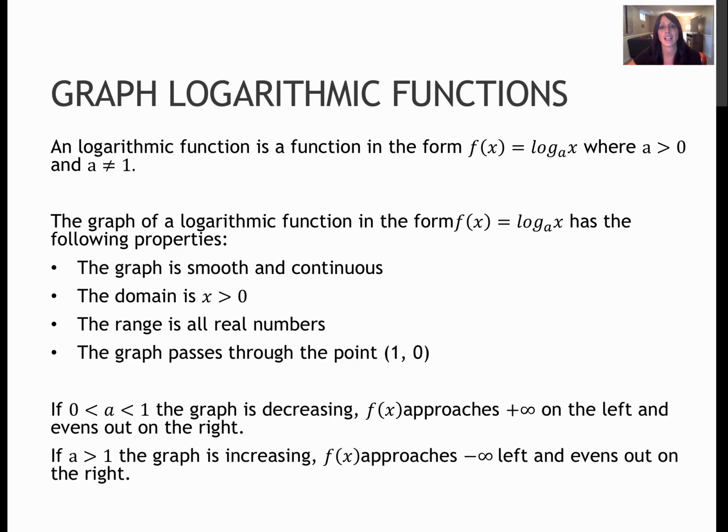the domain is that I can only plug in positive values. I can't plug in 0, only positive values. The range is all real numbers. So before that was backwards. Before the domain was all real numbers and the range was just positive values, and now it's flip-flopped. And then the graph passes through the point (1, 0) rather than the point (0, 1). So what we'll find out as we're doing this is that logarithmic functions and exponential functions are inverses, which is why it makes sense that everything is flip-flopped.